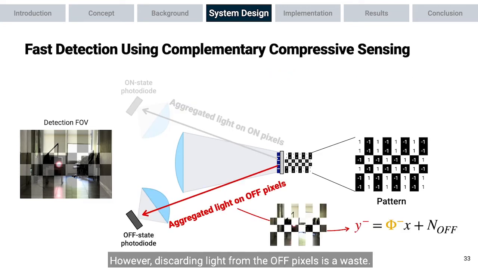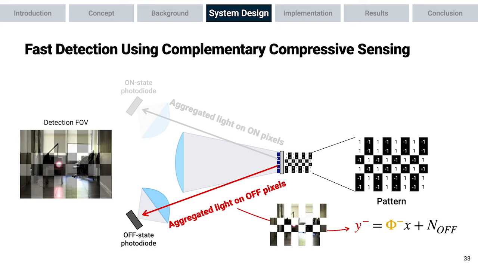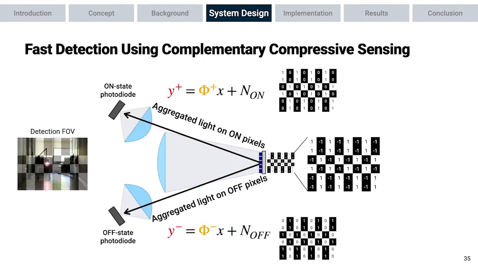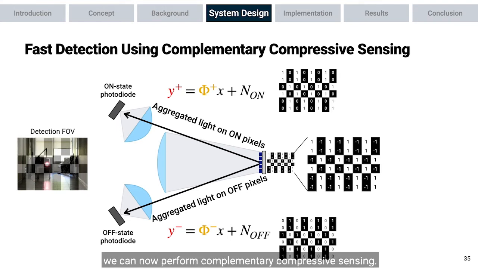However, discarding light from the off pixels is a waste. To recycle it, we adopt a technique called complementary compressive sensing. To do so, we add an off-state photodiode on the light path of off-state pixels. Similarly, for the off-state photodiode, the 1 value in the pattern is zeroed out. We call the matrix phi minus and the measured intensity vector y minus. With received signals from both photodiodes, we can now perform complementary compressive sensing.